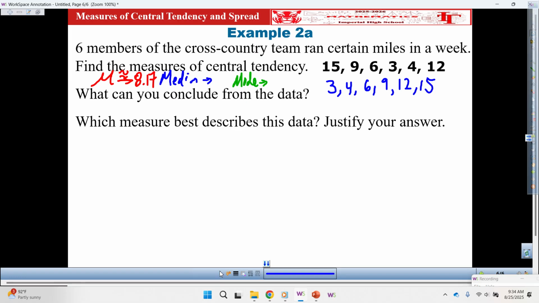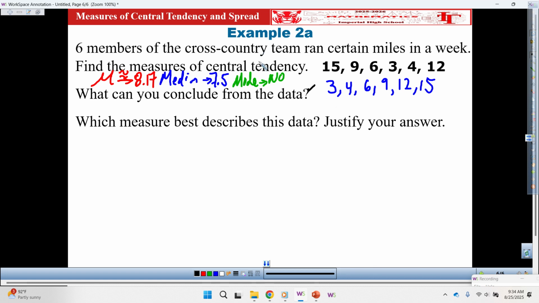All right. Median. Pass someone, Sam. 7.5. Okay. And mode. Pass someone. Levi. NA or no mode. That is correct. All right. So before we answer this question, guys, what can you conclude from the data?